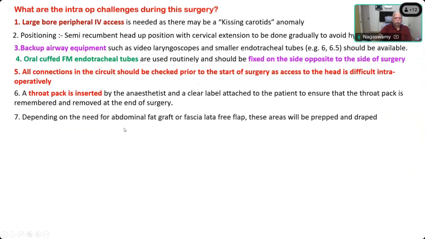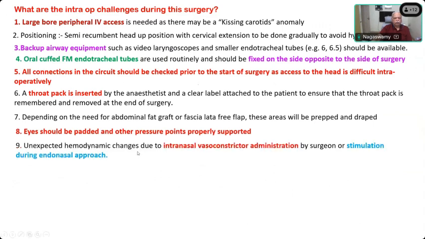Depending upon the need, supposing some dural injury occurs and there is a CSF leak, they may immediately, at the primary stage itself, put a fat graft or a fascial graft. So these areas are also prepared and draped. And eyes should be padded and other pressure points properly supported.